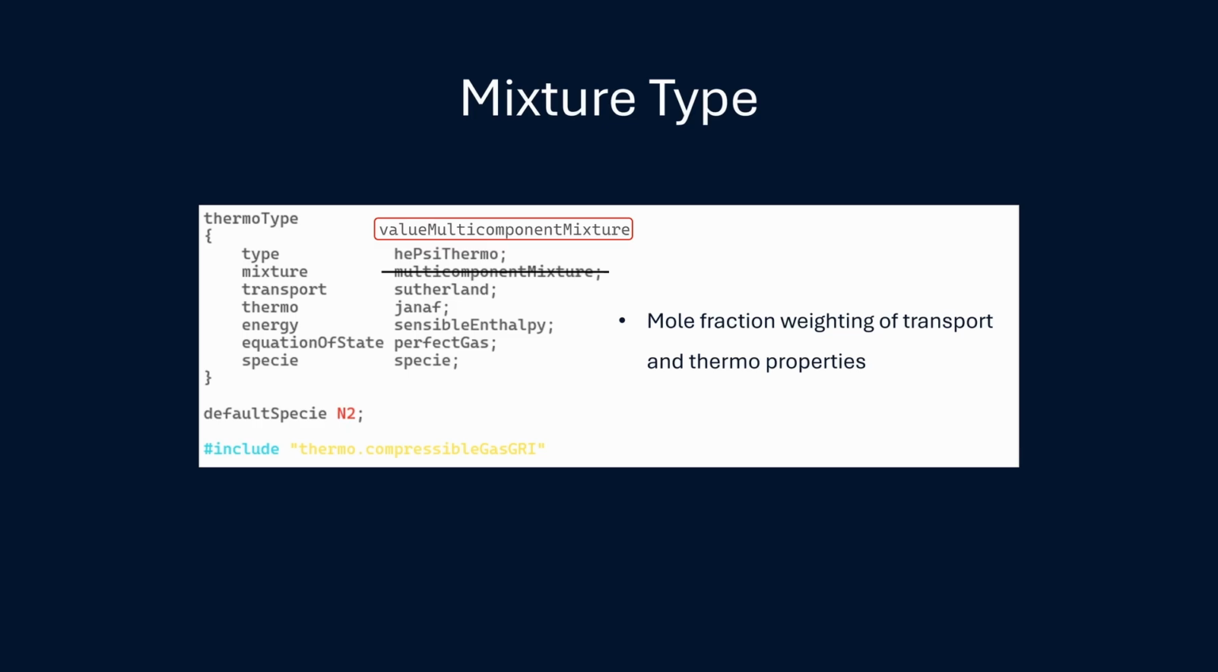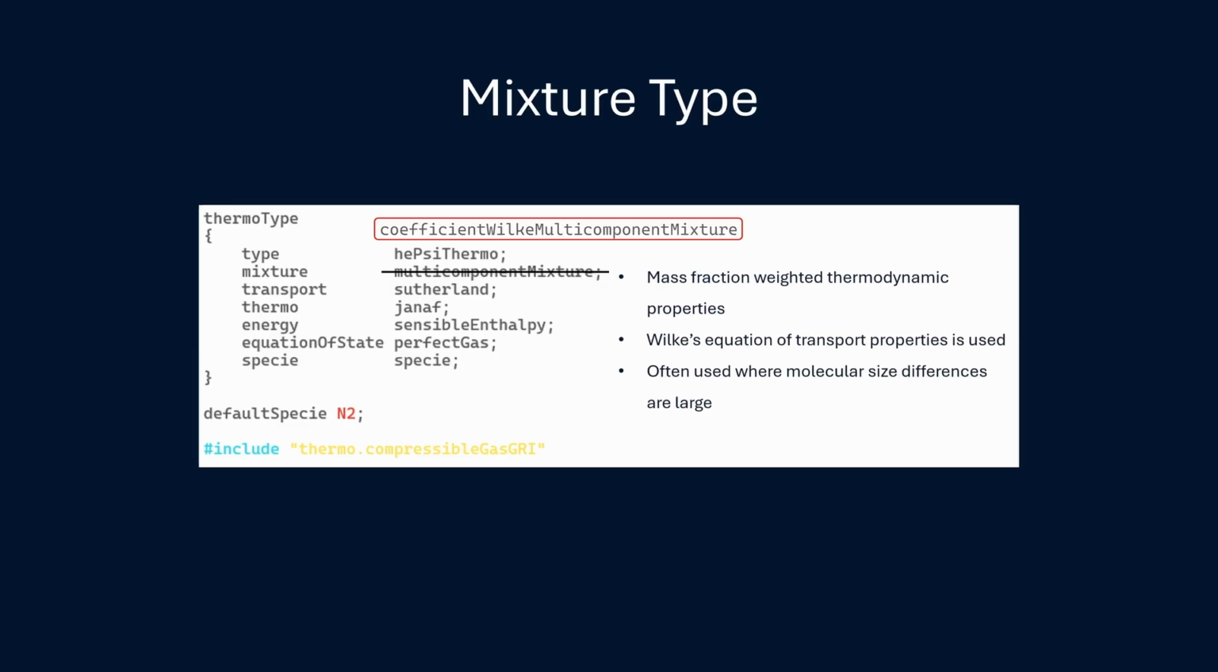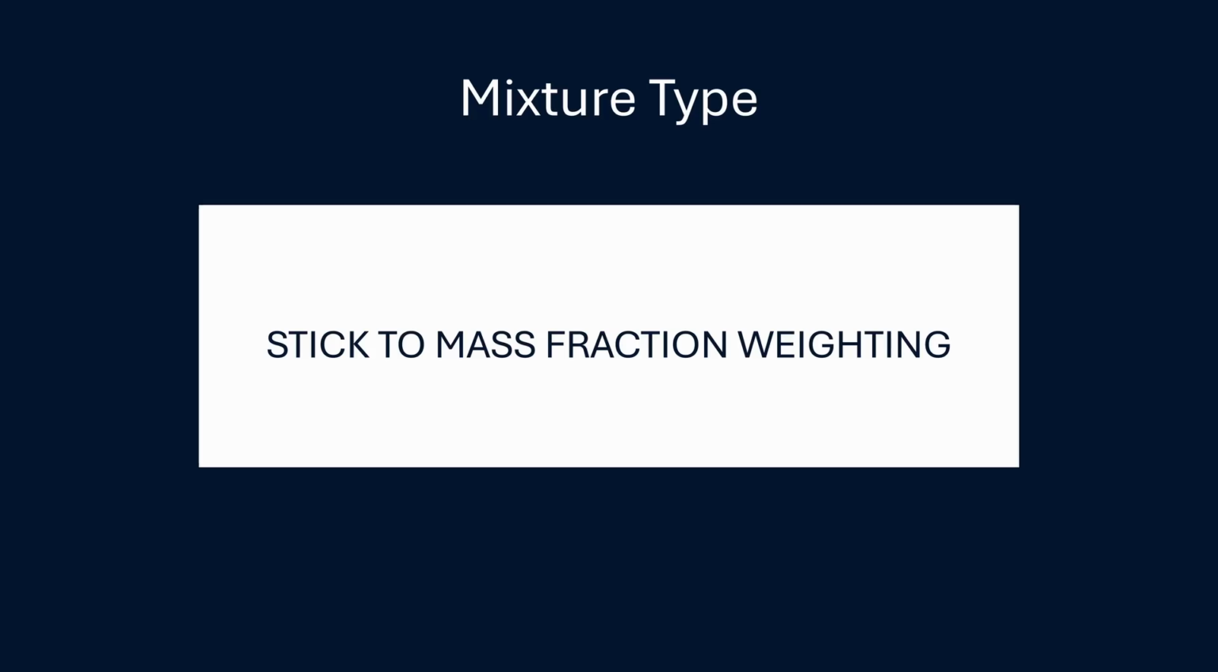Now there are other models that are available, something called the van der Waals multi-component mixture, which does the mole fraction weighting. And also there is the Wilke model, which also does mass fraction but uses the Wilke equation for calculating transport properties, often used where molecular size differences are quite large. Stick to mass fraction weighting, it makes life easier for combustion simulations.